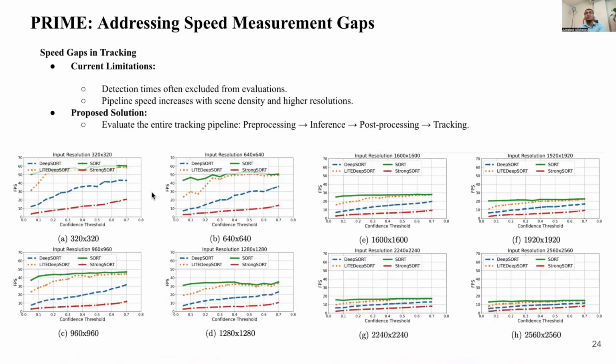So now if we see the speed measurement, because of Prime, we treat the whole pipeline and we can measure how the tracking pipelines work. And here different colors represent different trackers, right? Four colors. And we did this for multiple input resolutions, and we also manipulated the confidence threshold of object detection, because when you change the threshold, the whole system changes.